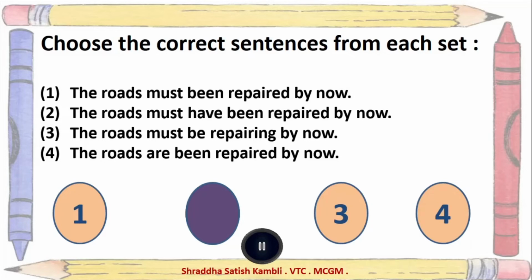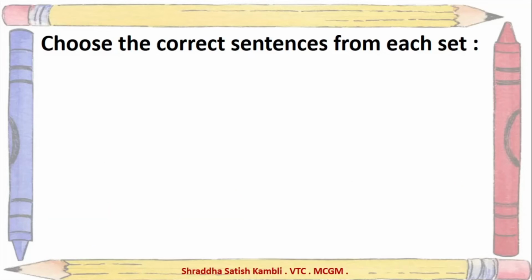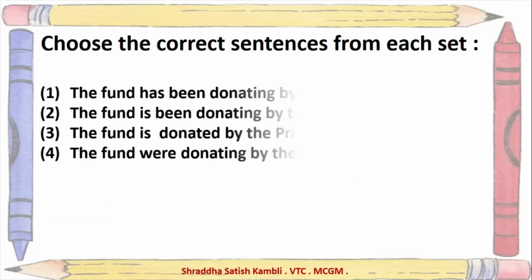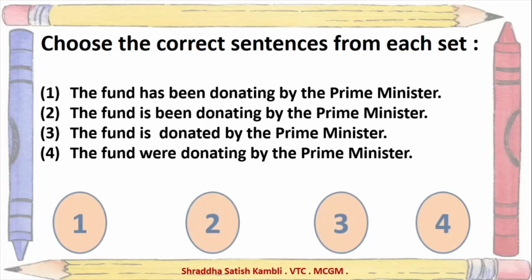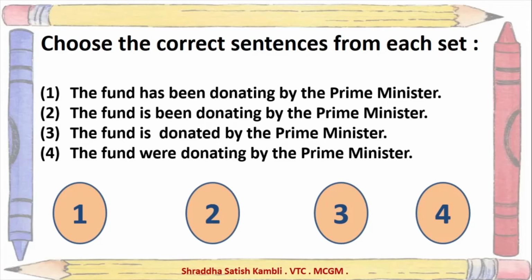Okay, coming to the last example in this pattern. The four sentences are: the fund has been donating by the Prime Minister, the fund is been donating by the Prime Minister, the fund is donated by the Prime Minister, the fund were donating by the Prime Minister. So which one could be the right answer? 10 seconds to think.